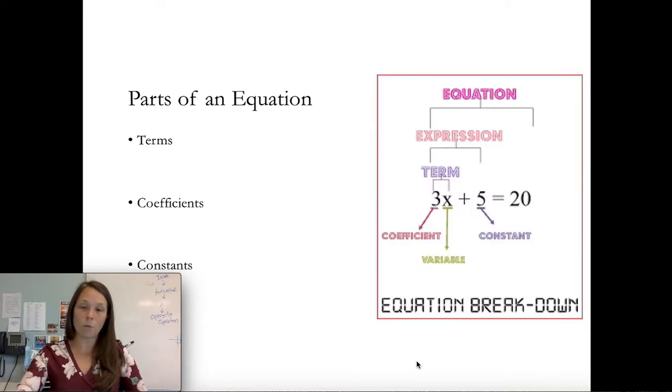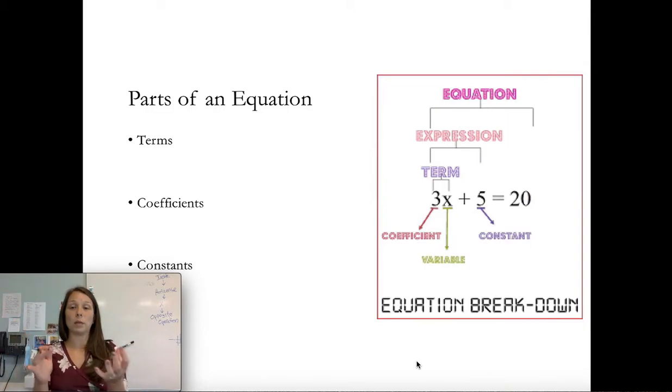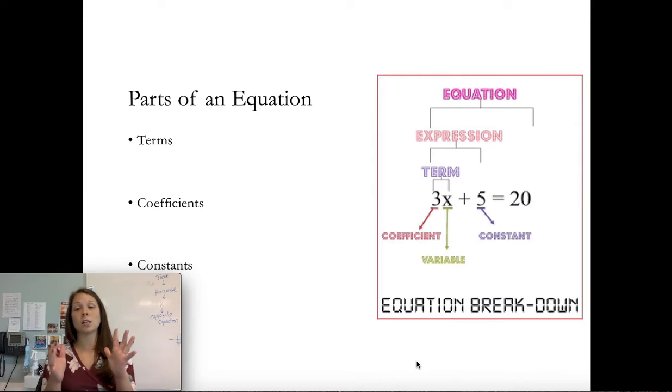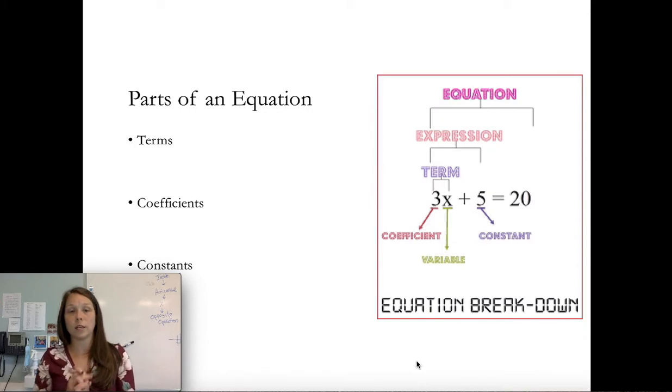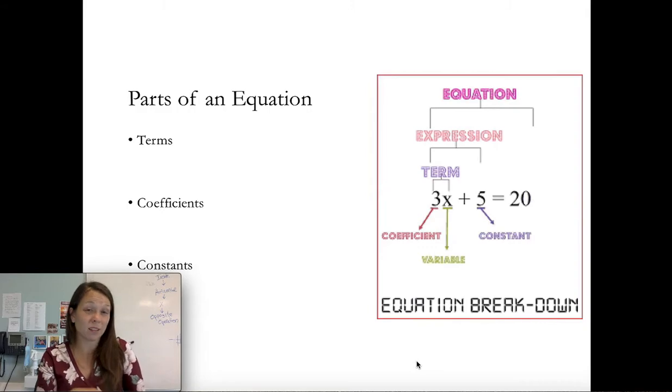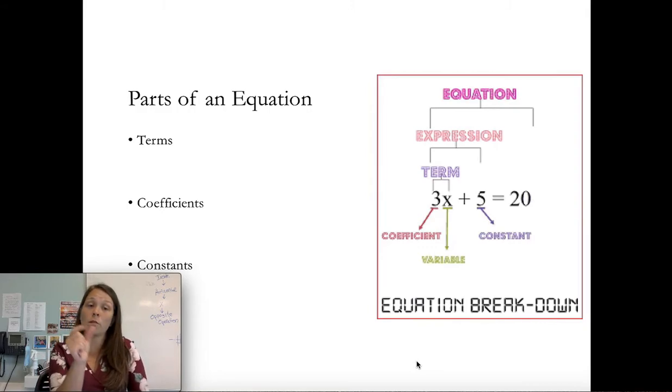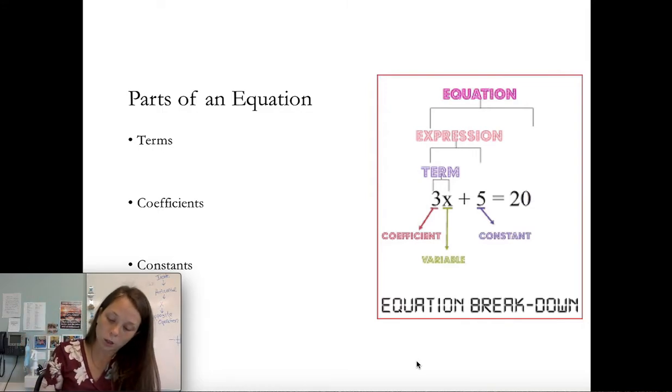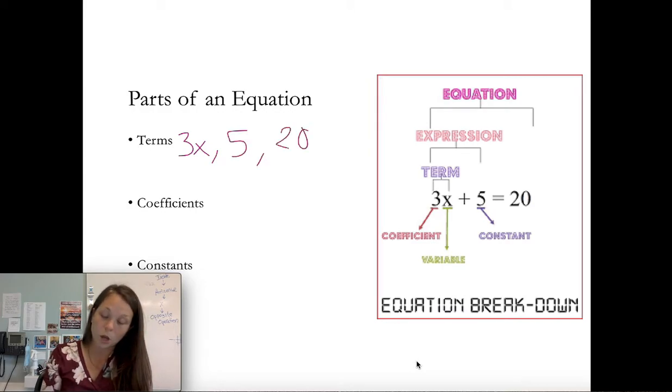So taking a look at parts of an equation. The equation itself is the whole piece, like 3x plus 5 equals 20. The expression is just the part on one side of the equal sign where the variable is. Some words I want you to remember from maybe past math classes are terms. Terms are all of those pieces that are being added or subtracted. So here our terms are 3x, a positive 5, and 20. Those are all the terms.